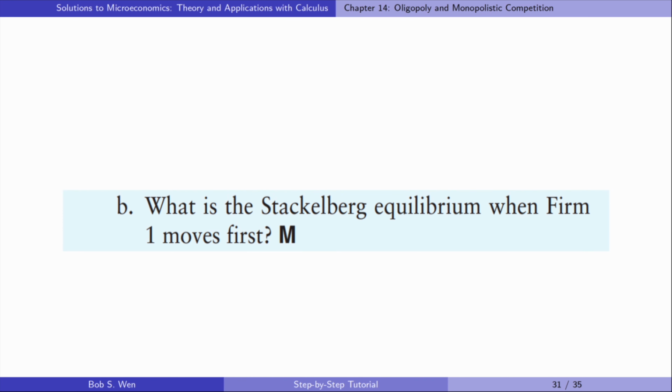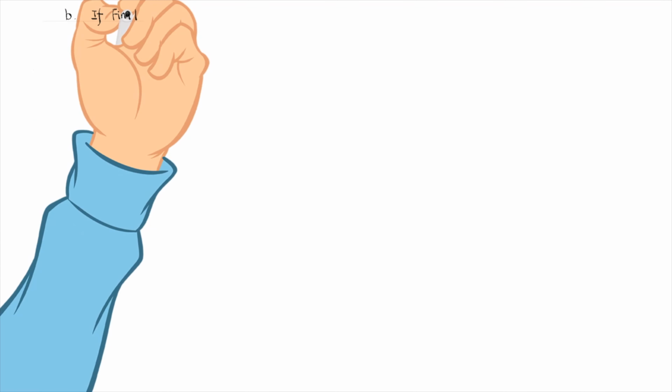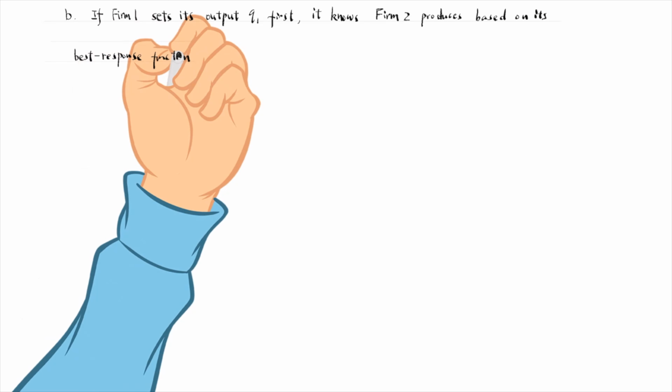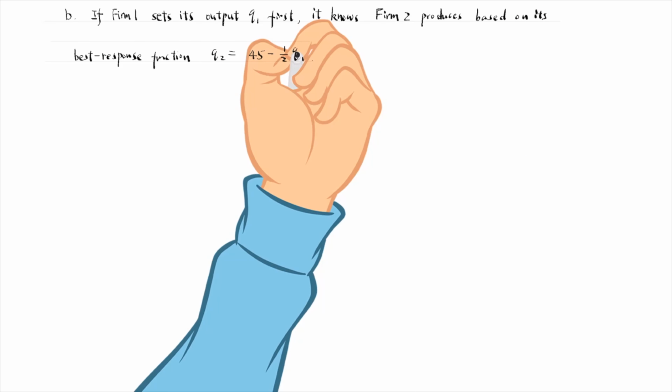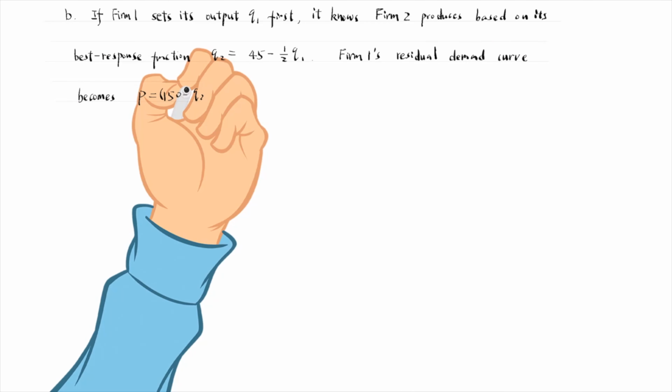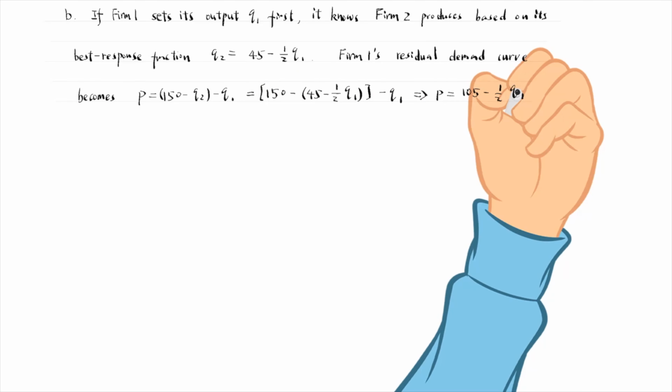For part B, what is the Stackelberg equilibrium when Firm 1 moves first? Firm 1 is the Stackelberg leader, and Firm 2 is the Stackelberg follower. The leader knows that the follower will observe the leader's output level and produce according to its own best response function. The Stackelberg follower's best response function is the same as the Cournot oligopoly's best response function. We substitute Q2 with the follower's best response function, so that Q2 is no longer in the leader's residual demand function.